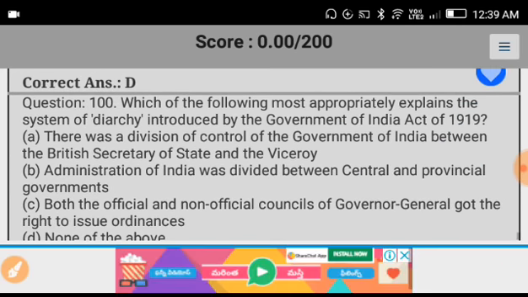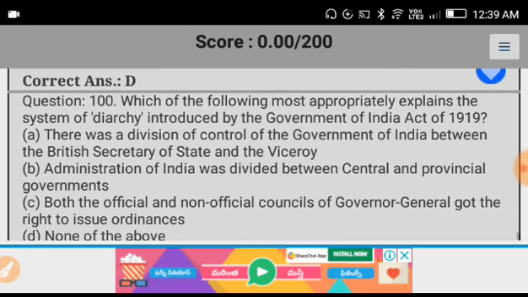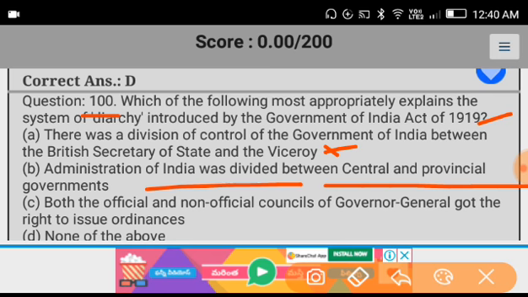So last question. Which of the following most appropriately explains the system of diarchy introduced by the Government of India Act in 1919? There was a division of control between the Government of India and the British Secretary of State and the Viceroy. No, it is wrong. Administration of India was divided between central and provincial government. No, it is not related.